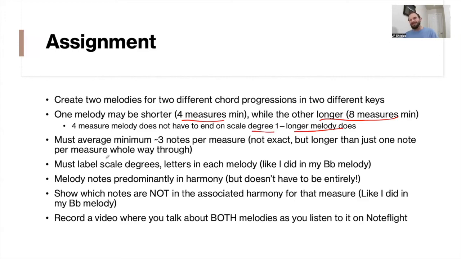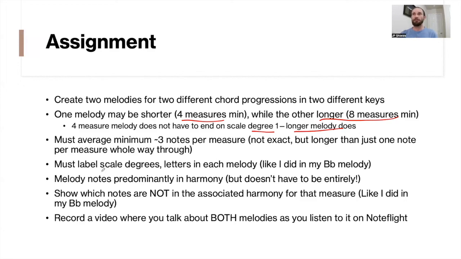The melodies must average approximately 3 notes per measure. That's not exact; it's not that per measure you must have 3 notes. But overall, it'll kind of look like that. You saw how I built melodies by finding guides and then going through it. A lot of times there was only 1 note per measure, but oftentimes there were also 3 to 4 notes in other measures. So that's how it'll kind of balance out.